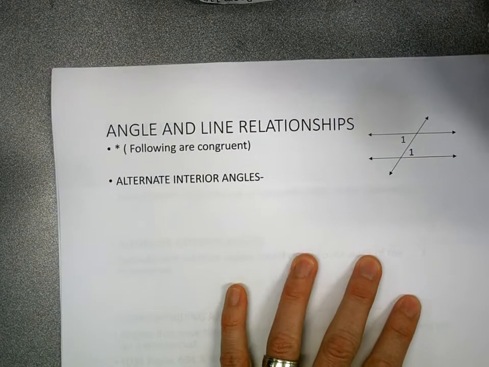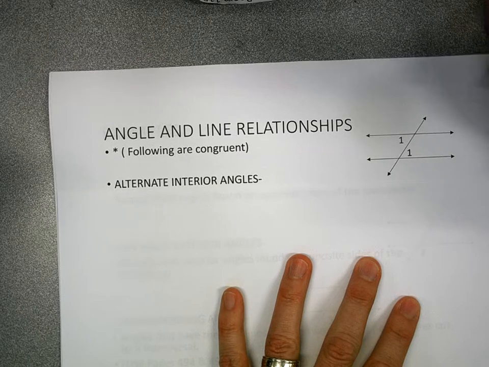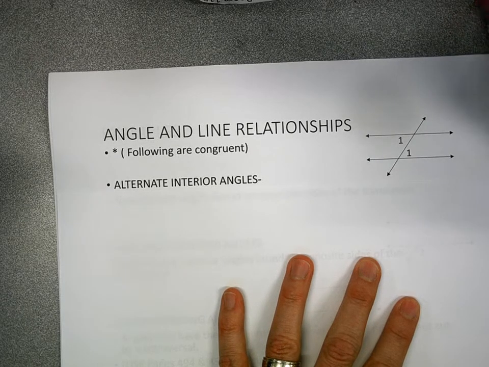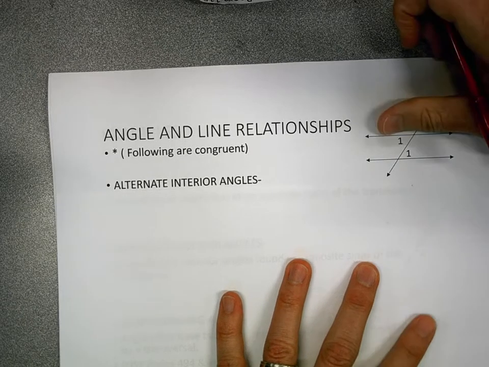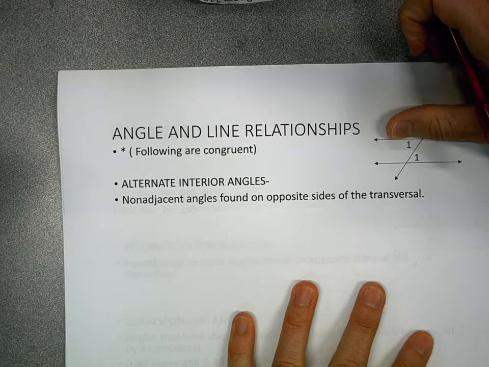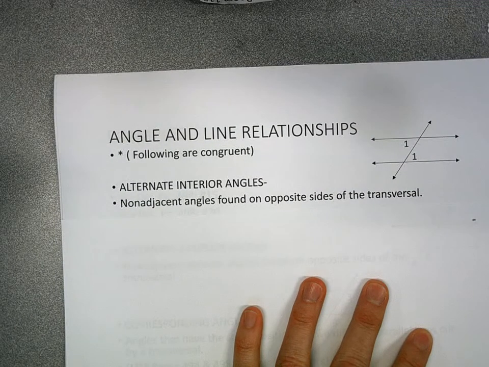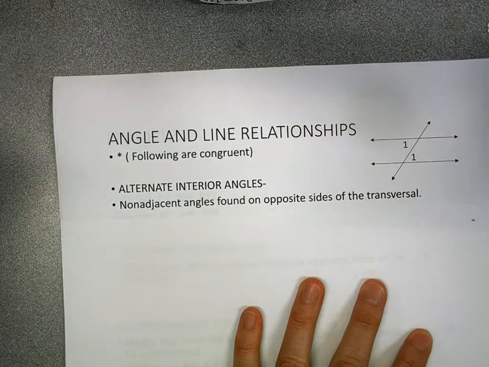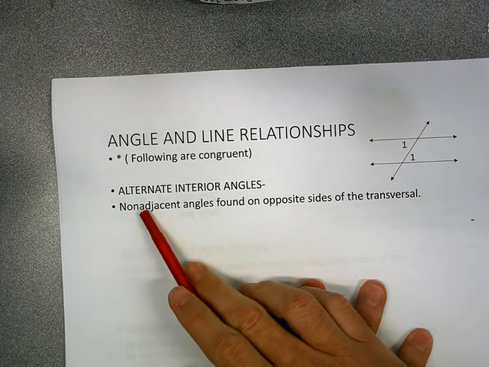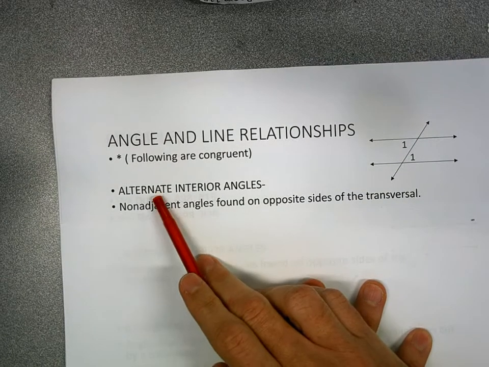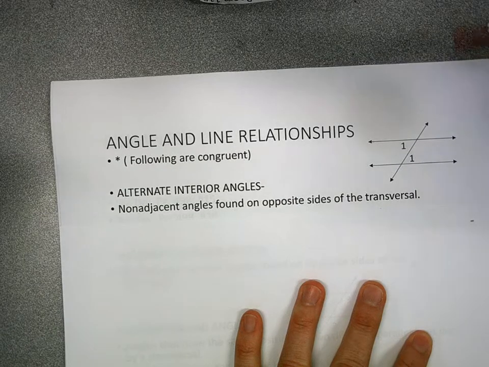All right, the next phrase is alternate interior angles. Okay, so these are, your book says, non-adjacent angles found on opposite sides of the transversal. Non-adjacent means not right next to each other. That's where the word alternate helps you remember that.